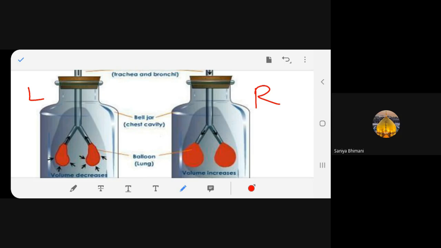What is happening in the right hand side? It increases, which means it is inhalation. Or exhalation or inhalation? Inhalation. So what is coming in? Air, oxygen. Yes. What will you say? Air rich in oxygen. And in the left you will say air rich in carbon dioxide. You understand now? Yes, ma'am. Fine. Okay.